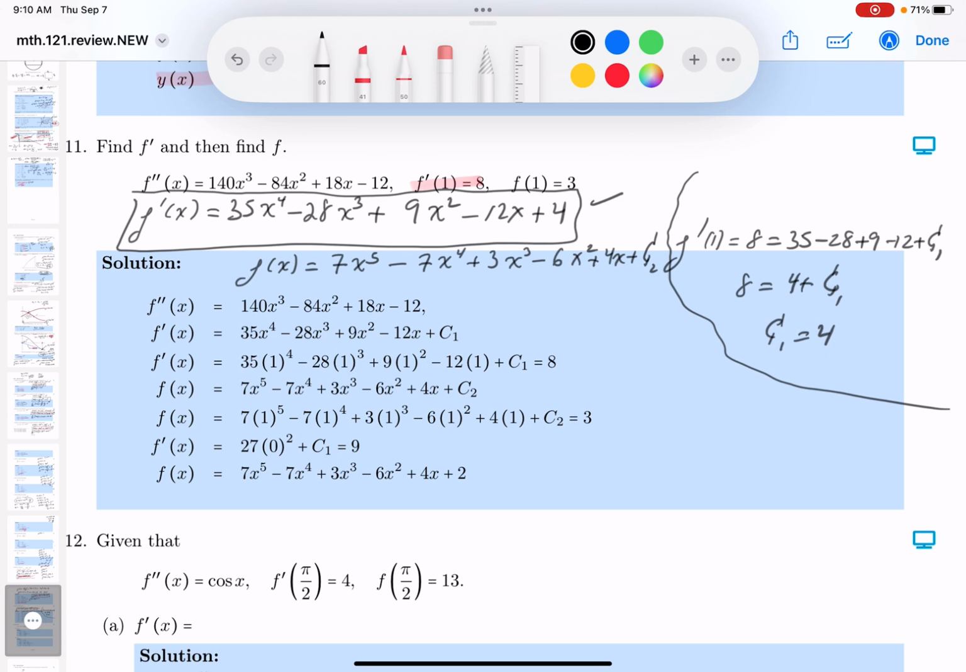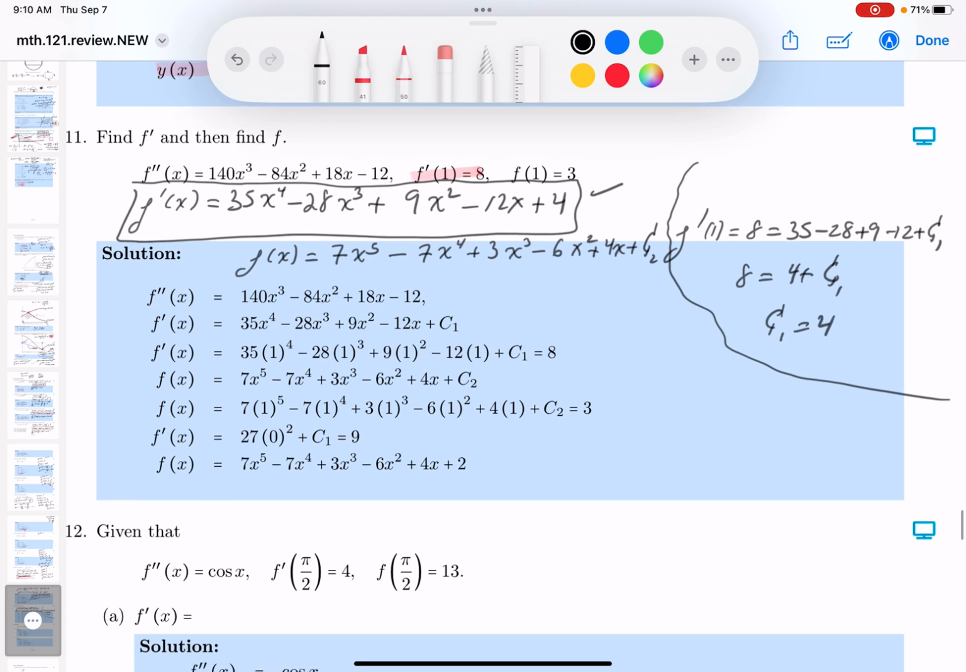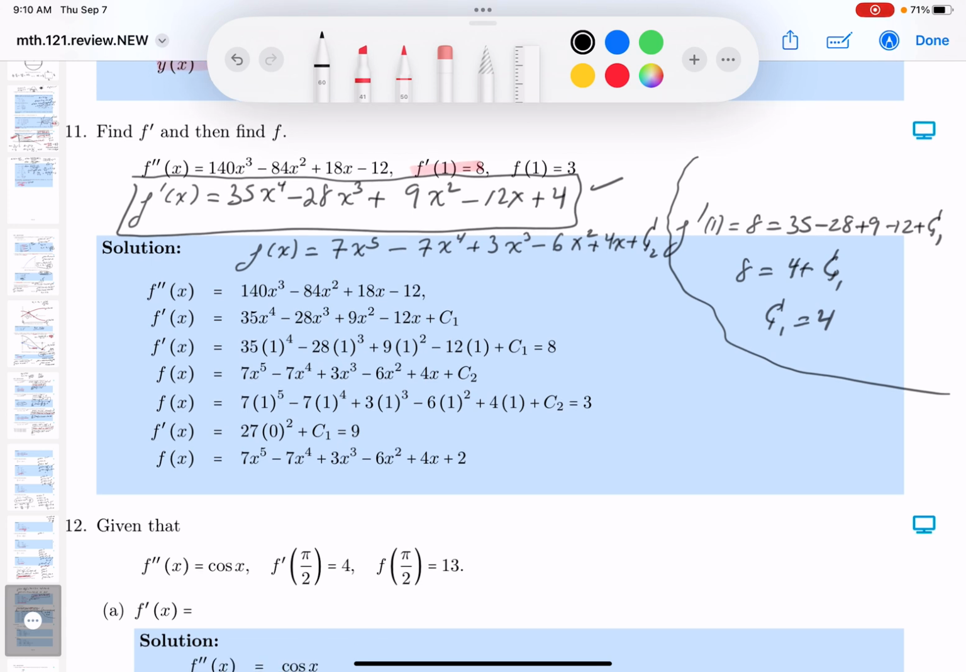All right, it's a long problem, though. What do you get over here? Well, I know what f of 1 is. It's 3. Let's write that down. F of 1 is 3. They gave me an easy number. Plug it in. What do you get? 7 minus 7 plus 3 minus 6 plus 4 plus C2. 7 minus 7 is nothing. 3 minus 6 is minus 3. Minus 3 plus 4 is 1.